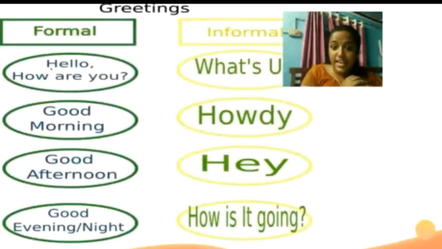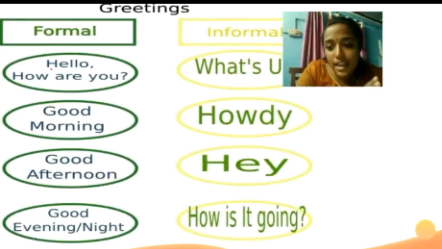A formal situation is, for example, the office or our working place. And what about an informal situation? An informal situation means a casual situation, like friends talking to each other, or relatives. So, for your remembrance, there are two types of situation in which we can greet a person: one is formal, the other is informal.